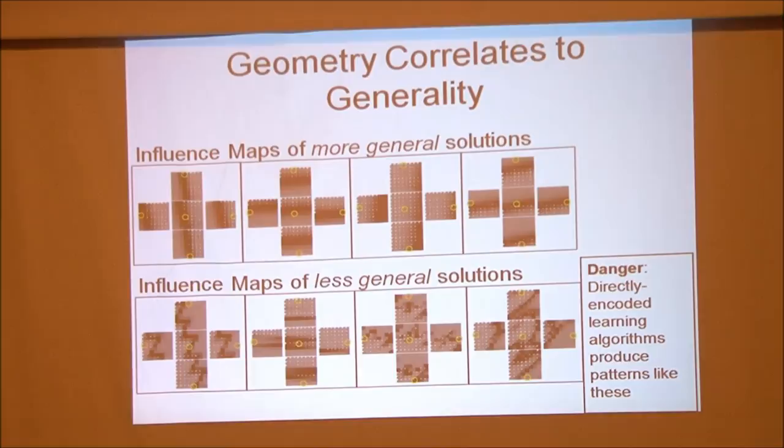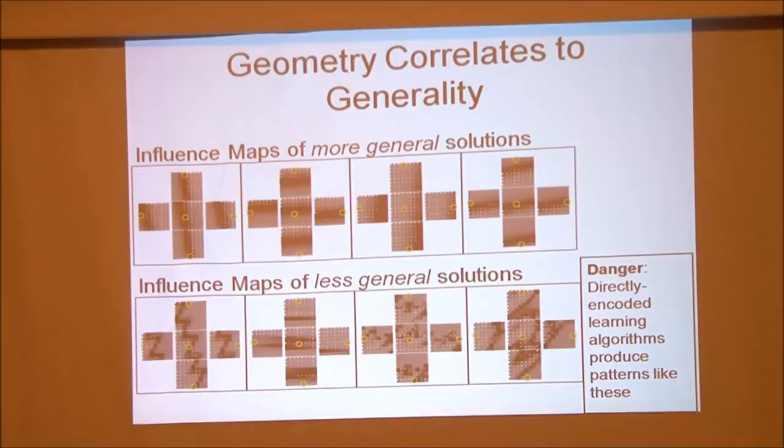Now, in terms of what I mean by a good player, these players were trained to defeat a single opponent, basically, and all of them learned to defeat it. Each one of these squares here is a different player in all these cases. So all of these can defeat the opponent they were trained to defeat. But some were better at playing against other opponents after training was over, after evolution was over, than others. So some are more general. And so we said, let's look at the brains of the general ones and the brains of the less general ones. So we look at the influence map patterns.